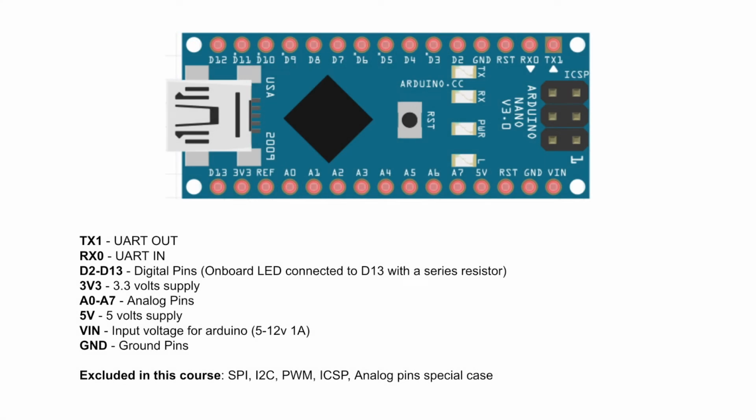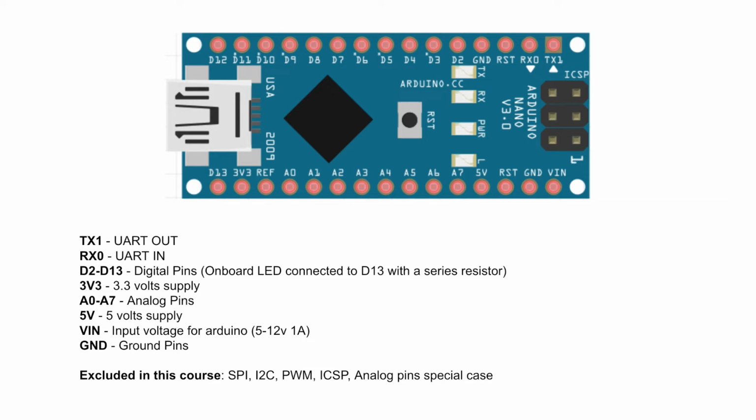Alright, now let's look at the pinouts of Arduino Nano. Now before I proceed, I want to state that I haven't covered all the features that Arduino Nano offers, and I've excluded some of the features. Just to name a few, I've included them in the slide below. So it's SPI interface, I2C, PWM, ICSP, and analog pin special case.